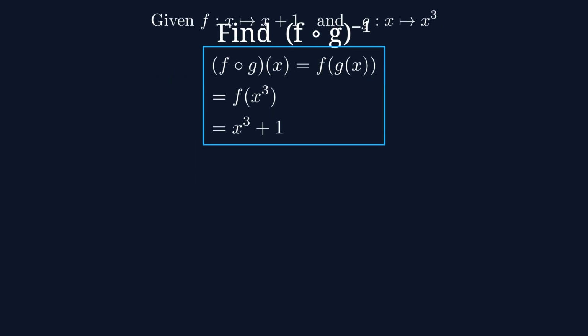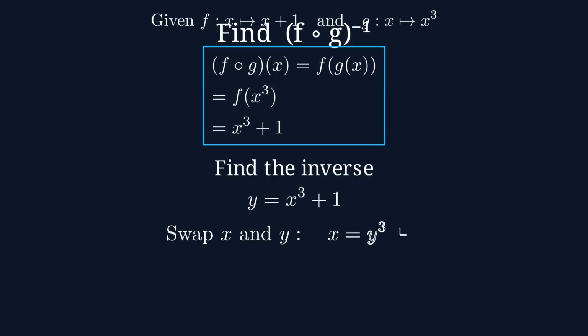Now let's find the inverse. To find the inverse, start by writing the equation y equals x cubed plus 1. Then swap x and y. This is the standard inverse trick.